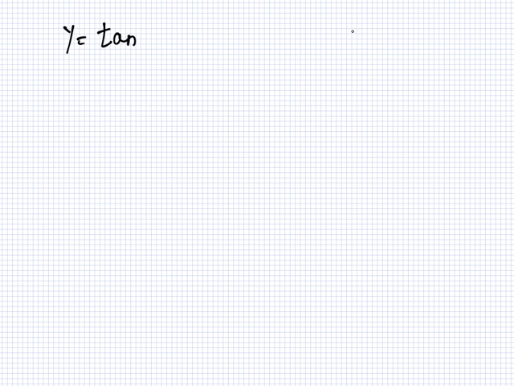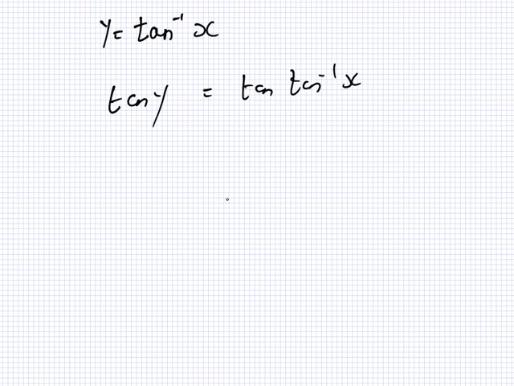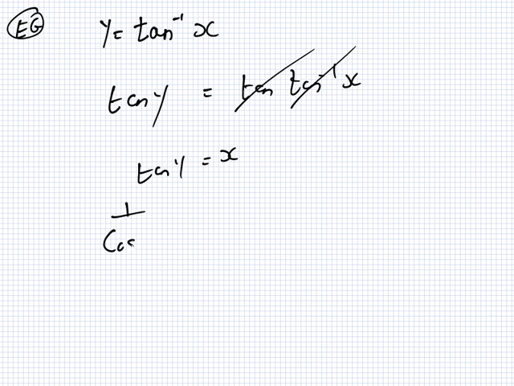This is the technique. We cannot differentiate tan inverse, but we can differentiate tan. So the trick is we put tan on both sides. So we have tan y equals tan of tan inverse x. But what happens on the right there? Tan and tan inverse cancel, don't they? So you're left with tan y equals x. Now we can differentiate. This is 1 over cos squared y times dy/dx equals 1. So what does dy/dx equal?